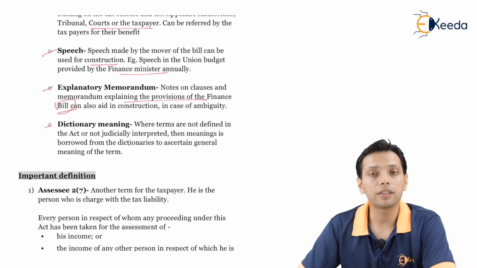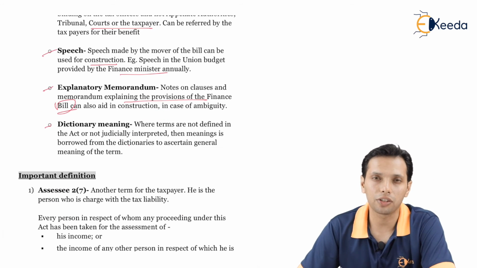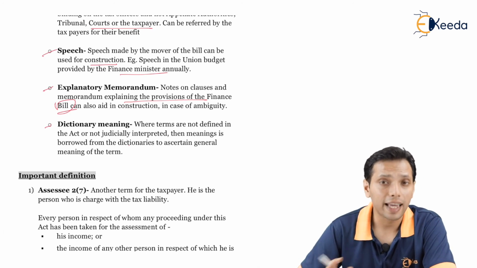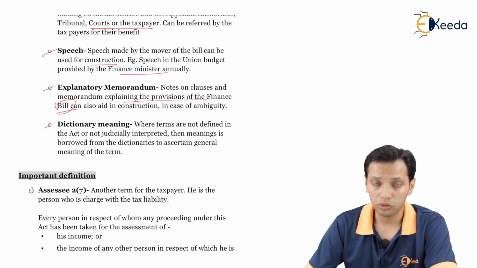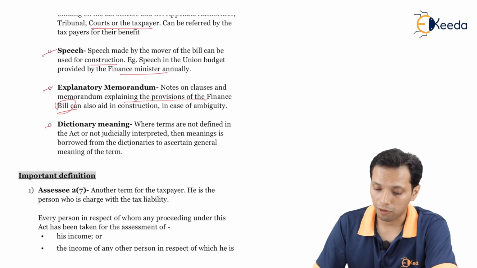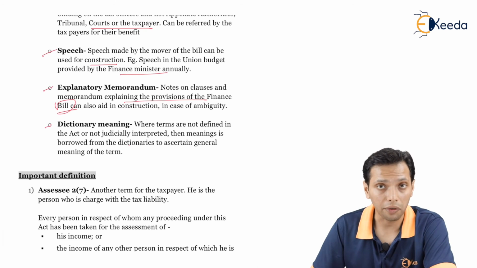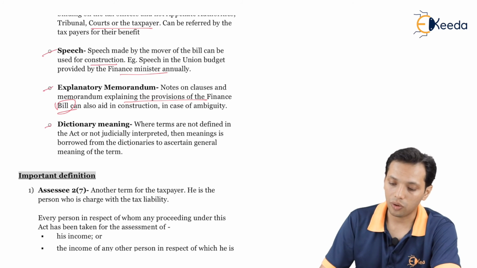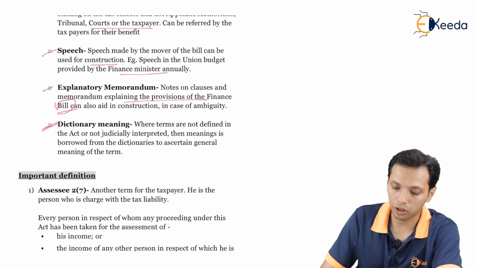The last topic in the external aids to interpretation is dictionary meaning. Where a particular term in the act is not defined under section 2, or not judicially interpreted, the meaning is borrowed from the dictionary to ascertain the general meaning of the term.